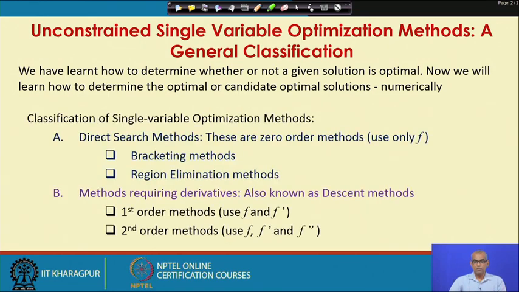So, this was the general classification of single variable optimization methods. We divided them into two categories, direct search methods or zero order methods, and methods requiring derivatives, also known as descent methods. We have talked about bracketing methods under direct search methods, and today we will start our discussion on region elimination method, which is also within direct search methods.